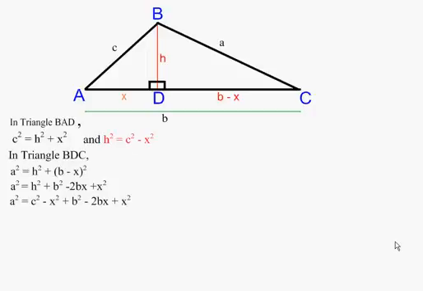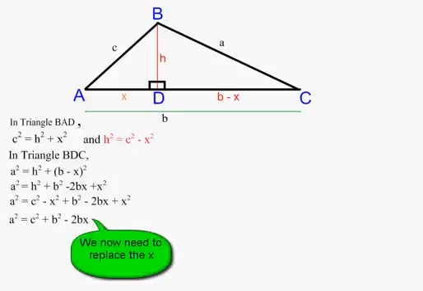So we're going to do that by simplifying now. So we're going to get rid of the two x squareds from it. What we have left is a squared equals c squared plus b squared minus 2bx. Now we have a slight problem because we have an x that we need to remove. So we now need to replace this x.